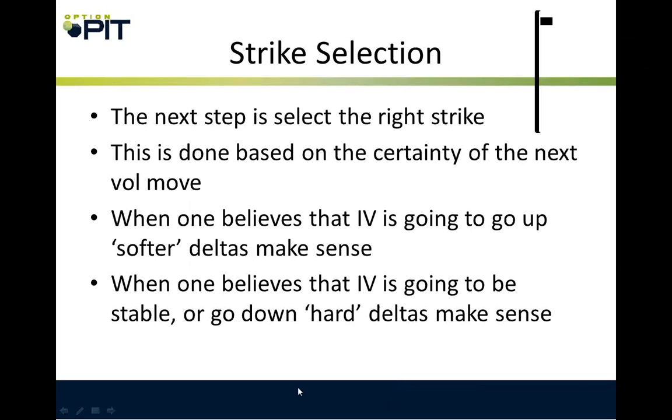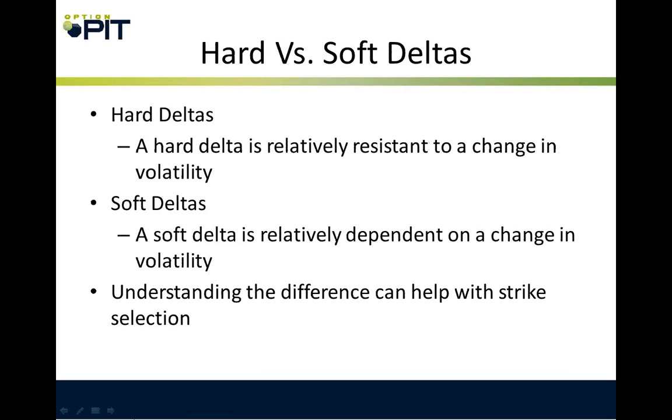When one believes that IV is going to go up, softer deltas make sense. I'm going to explain what those are, so don't worry. And when one believes that IV is going to be stable or go down, hard deltas make sense. Hard deltas are deltas that are more deeply in the money, and softer deltas are typically more out of the money. I'll show you a couple examples.